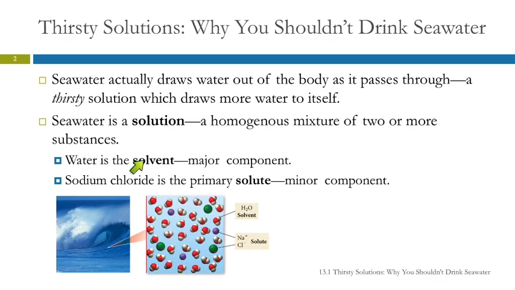The solvent is whatever there's the most of, generally. So in seawater, water is the solvent, and then sodium chloride is the main solute. That's a minor component. There's less sodium chloride than there is water by mass. Seawater, of course, also has other ionic compounds dissolved in it as well.